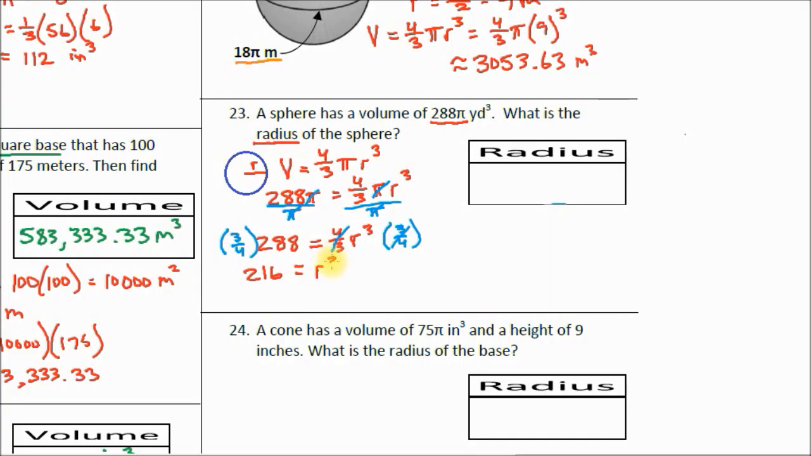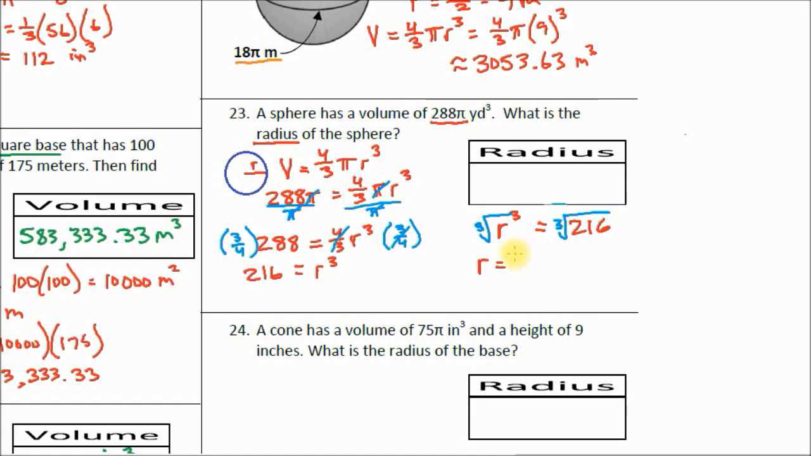And now we're going to use what we learned a couple days ago. R cubed equals 216. When you want to get rid of a square, we know, class, that you square root. A square root undoes a square. Well, a cube root undoes a cube. Cube root this side, and we're going to end up with just r, and that means we have to cube root this side. Okay, we end up with r on this side.